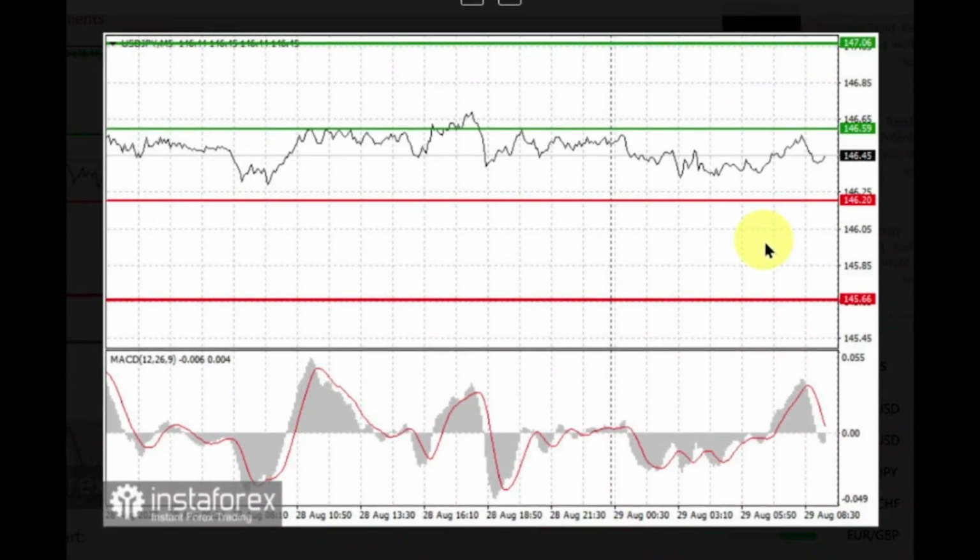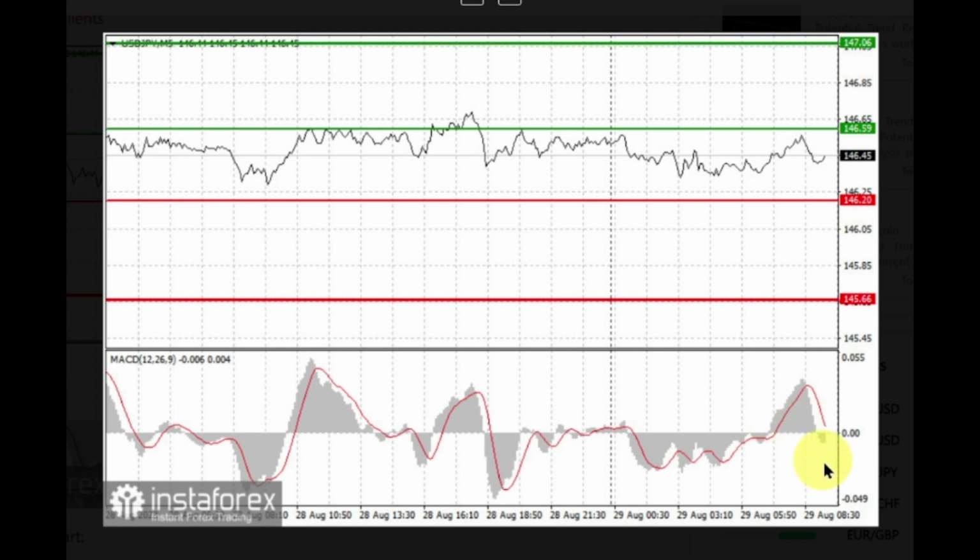For short positions, sell when the price reaches 146.20 and take profit at the price of 145.66. Pressure will return in the event of breaking the daily low. However, when selling, traders must ensure that the MACD line is below zero or is starting to drop down from it.